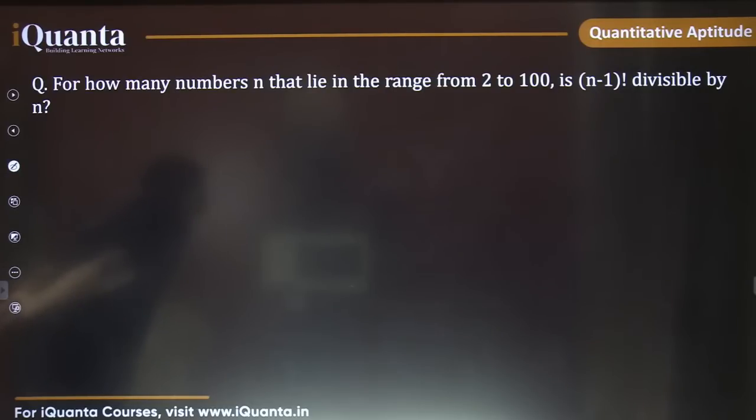Yash, 4 is divisible by 4, isn't it? And 6 is divisible by 2. What is the difficulty there?